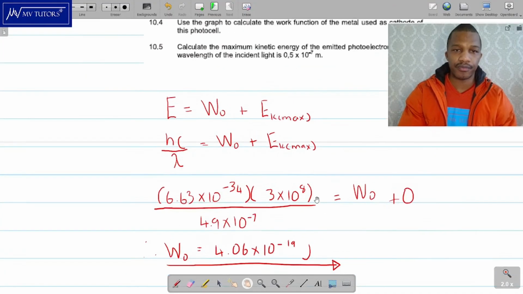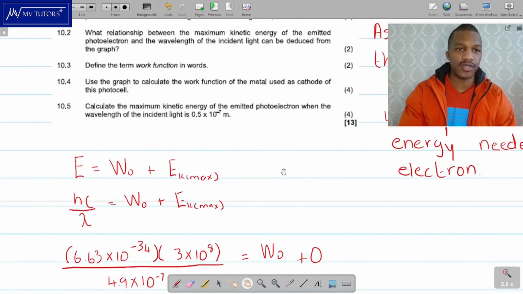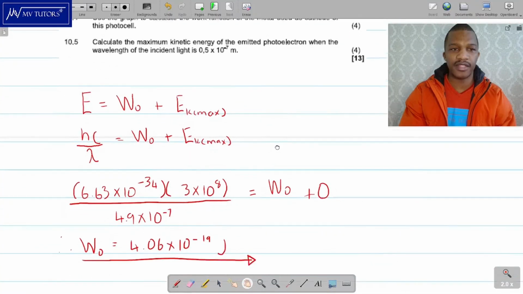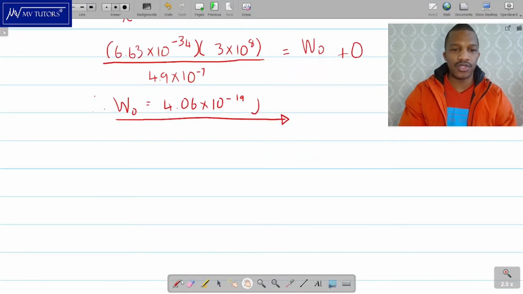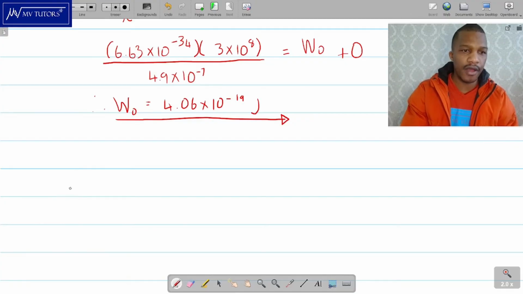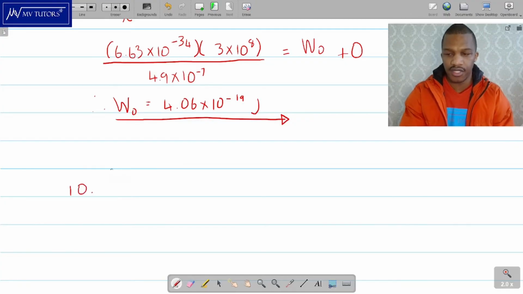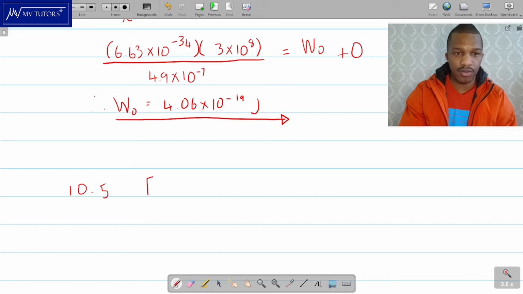Okay, let's go read the last question. Last question says, calculate the maximum kinetic energy of the emitted photoelectron when the wavelength of the incident light is 0.5. Okay, so now we're calculating the maximum energy. We are going to use the very same formula. It's not going to change. The only thing that's changing is what we're calculating.